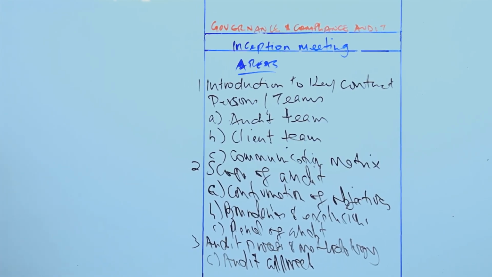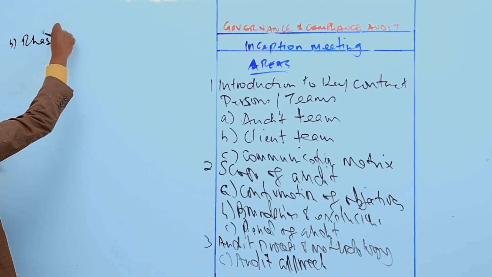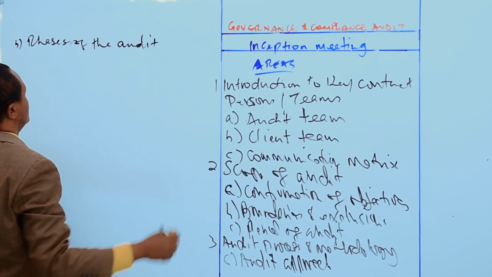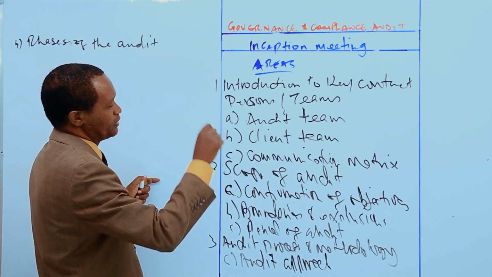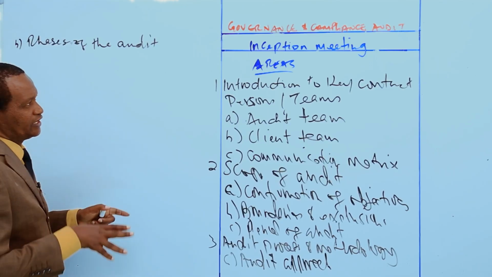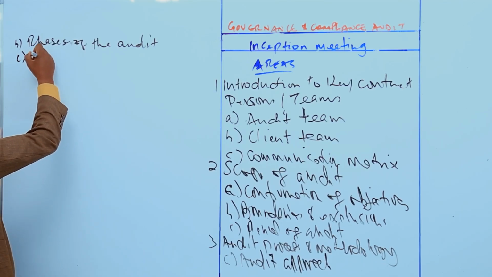Then number two, we have the phases of the audit. Will the audit be carried out in phases? If yes, then the auditor has to outline the main phases of the audit. For example, planning phase, fieldwork phase, reporting phase, follow-up phase, and what each phase entails. The auditor has to explain what each phase entails. If it is a planning phase, the auditor has to clarify to the client that this is what the planning phase entails. Deliverables, very important. Deliverables.